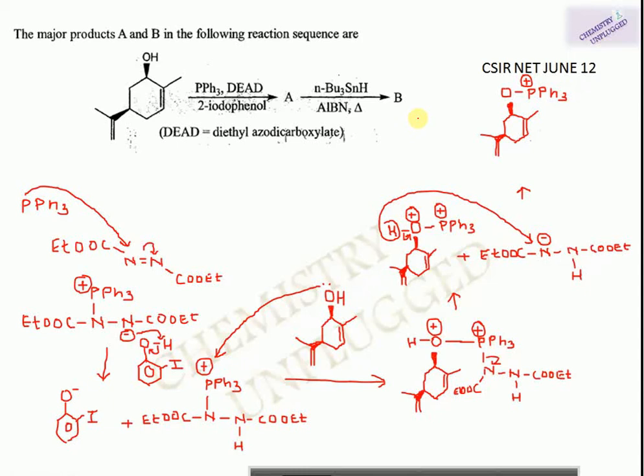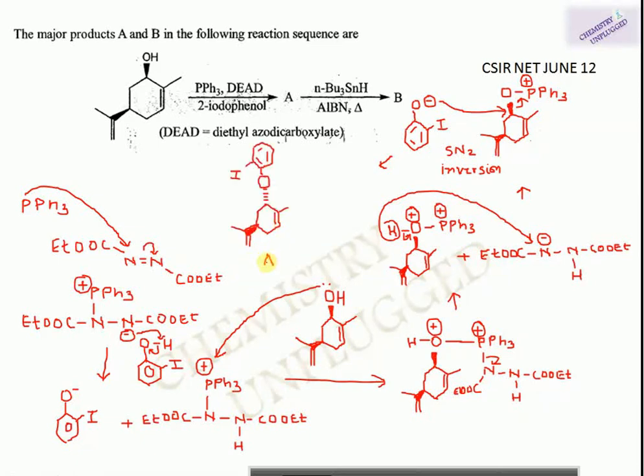In the next step, the nucleophile will attack on it and this is our nucleophile. So it will attack on this carbon atom and this bond will shift here and Ph3P=O will be removed. And this is an SN2 reaction, so there will be inversion in configuration. So if this group is above the plane, then this nucleophile will attach below the plane. This will be the structure. So this is the compound A.